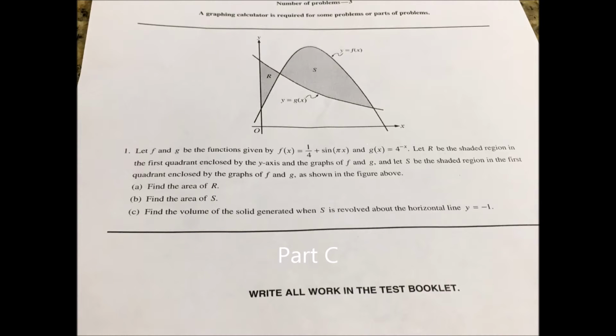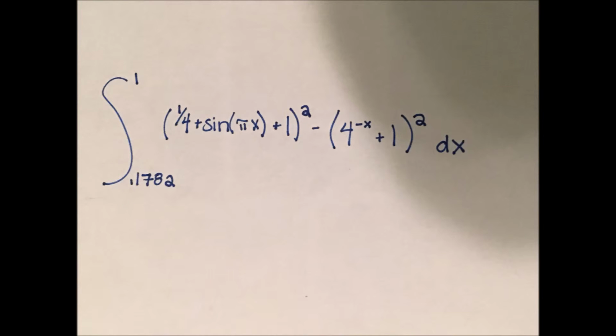Now let's move on to part C, which asks to find the volume of the solid generated when S is revolved around y equals -1. This is the equation you would get for the integral. Since you're just doing section S, that would be 0.1782 to 1, so only that section. You would do the top equation plus 1, because you always want to subtract what it's being rotated over, squared, and then you subtract the bottom equation from that.